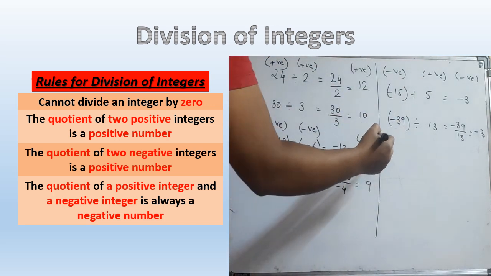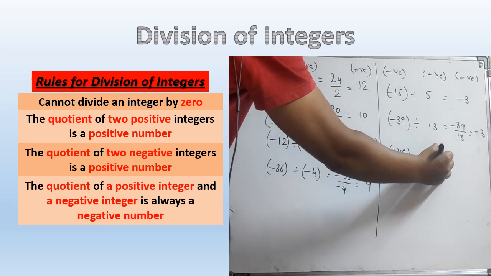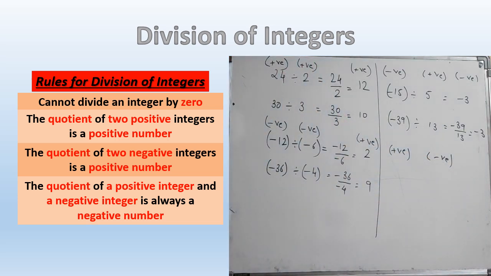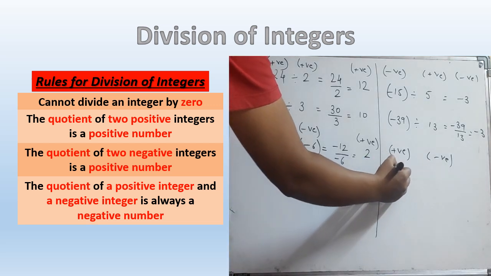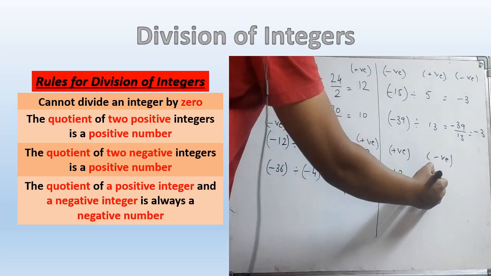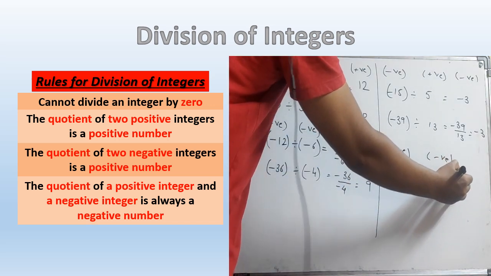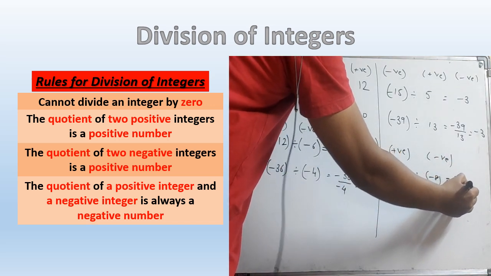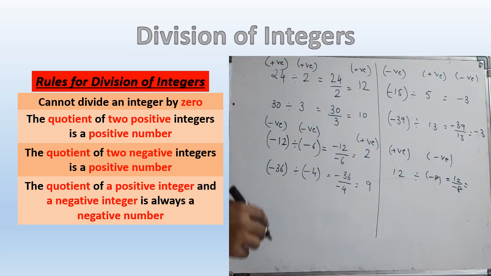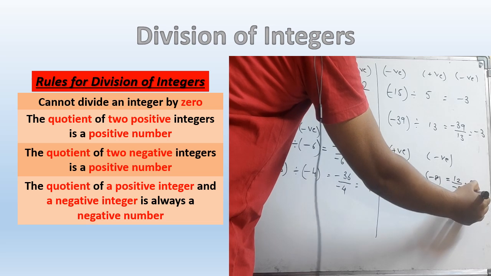Now, a positive integer divided by a negative integer. Say I have got 12 divided by minus 8. So I have 12 upon minus 8. Now if I divide this, I won't get a proper integer. I'll get something in fraction. I'll have 3 upon minus 2.